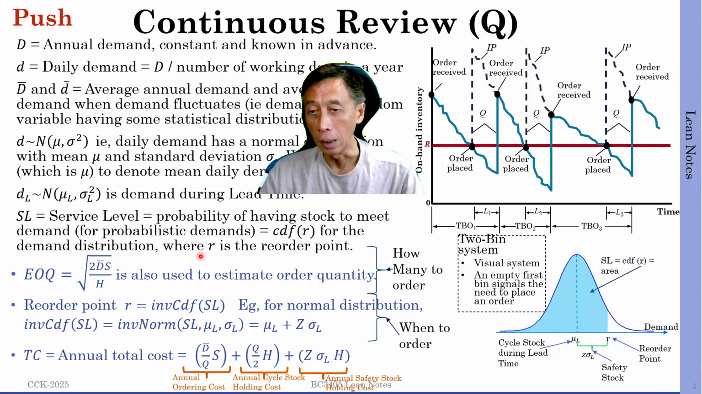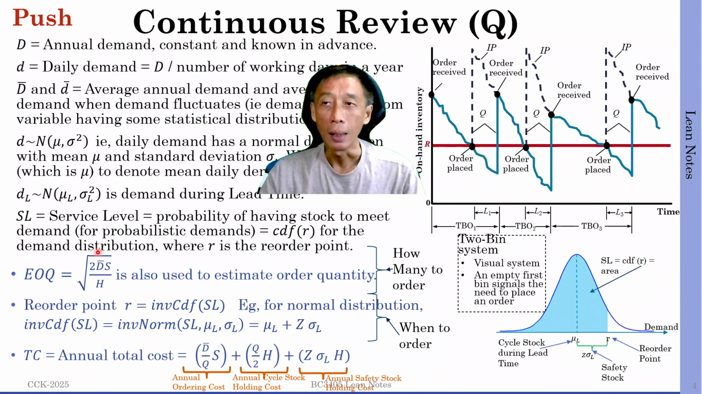So two formulas are needed. Number one is how many to order. Under continuous review, the formula is copied and pasted from EOQ. Okay, so with two changes. Number one, the annual demand is no longer D but D bar. D bar just means you take a few years of annual demands because they fluctuate. You take the average and you use that number.